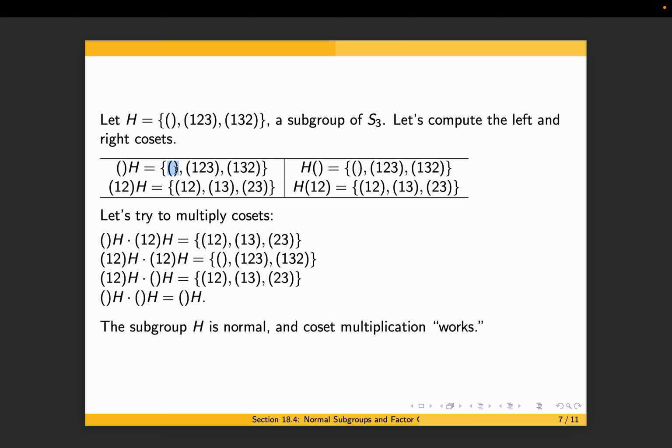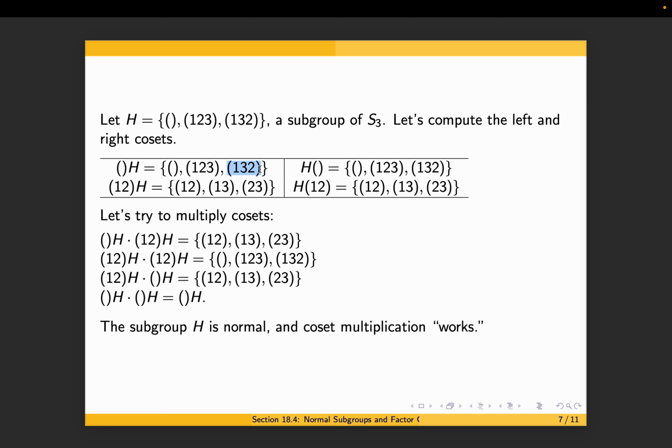So you do identity times (1 2), identity times (1 3), identity times (2 3). That gives you these 3 things. But then you would do (1 2 3) times (1 2). Let's see, what's that? 1 goes to 2, and then 2 goes back to 1. So (1 2 3) times (1 2) is (2 3). (1 2 3) times (1 3), what is that? 1 goes to 2, and then 2 doesn't move. So that's (1 2). And then (1 2 3) times (2 3) is (1 3).